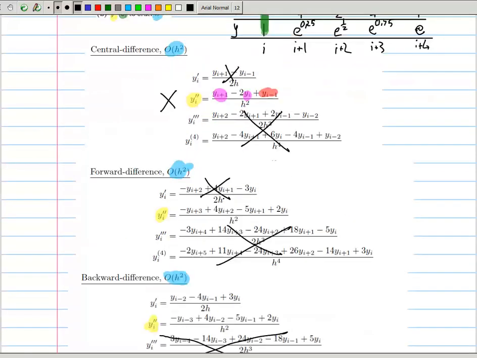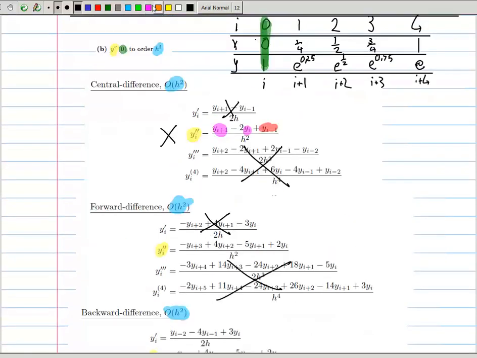Let's look at forward difference. So in this case, we have got i plus 3. Let me get the highlighter. We've got i plus 3.